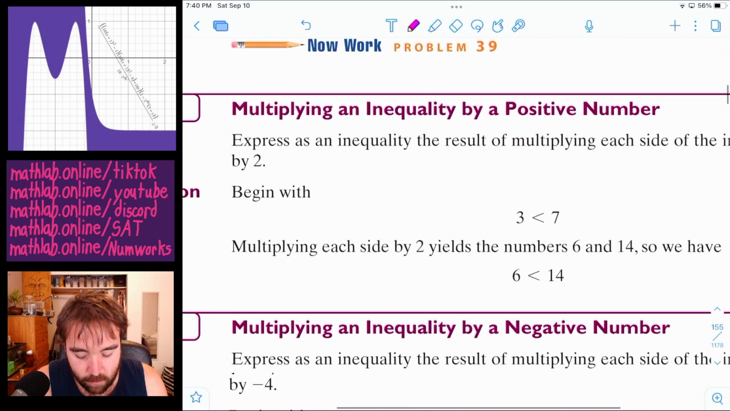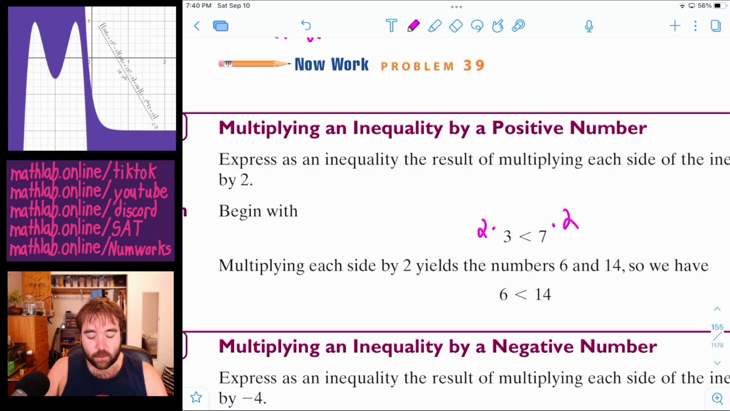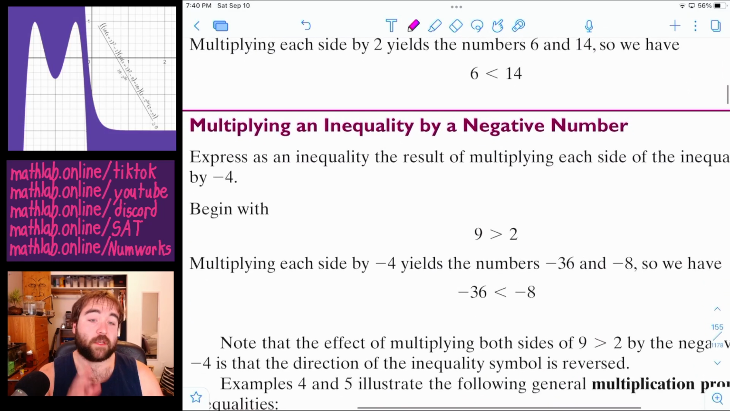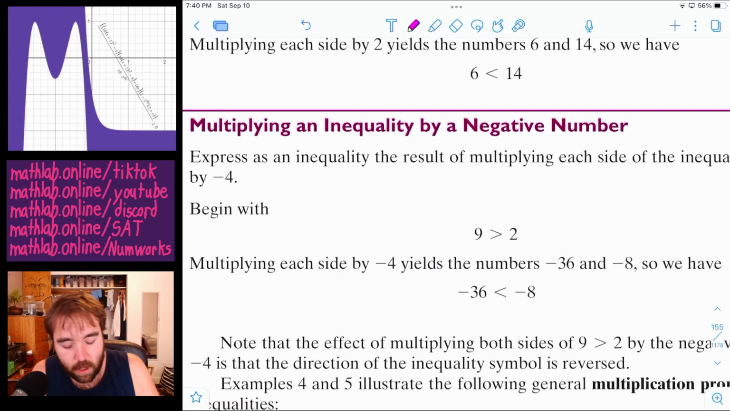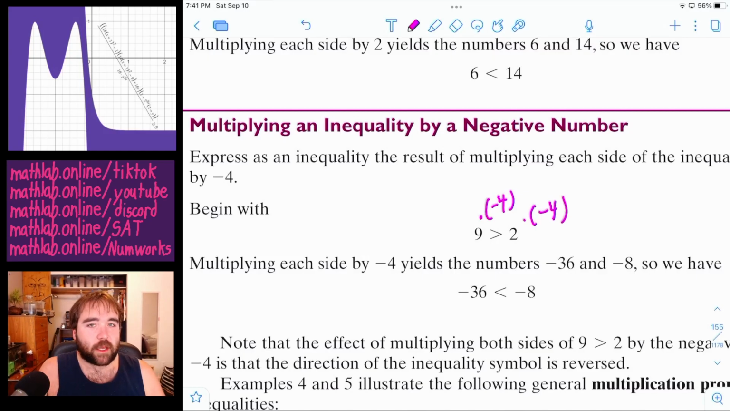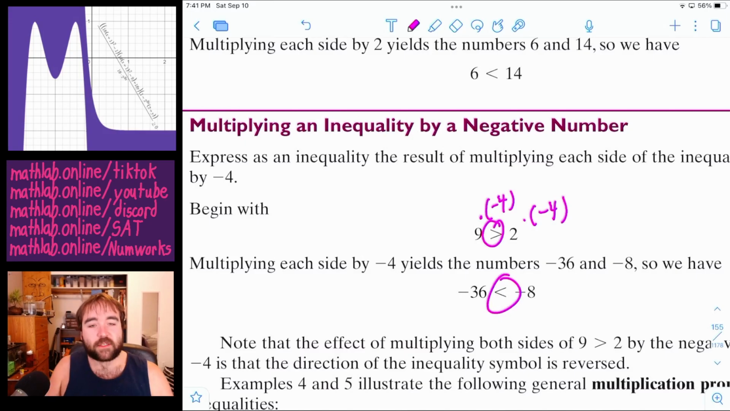So see, then here, they multiplied both sides by 2. So just like with an equation, if you multiply both sides by 2, you can do that with an inequality as well. Here. Oh, so here, see, this is the different one. So this is the only thing that's different with an inequality. If you multiply both sides by a negative number, which is what they're doing here. So see, that's how they get their negative 36 and negative 8. You've got to flip the sign around. Look how the sign flipped around.